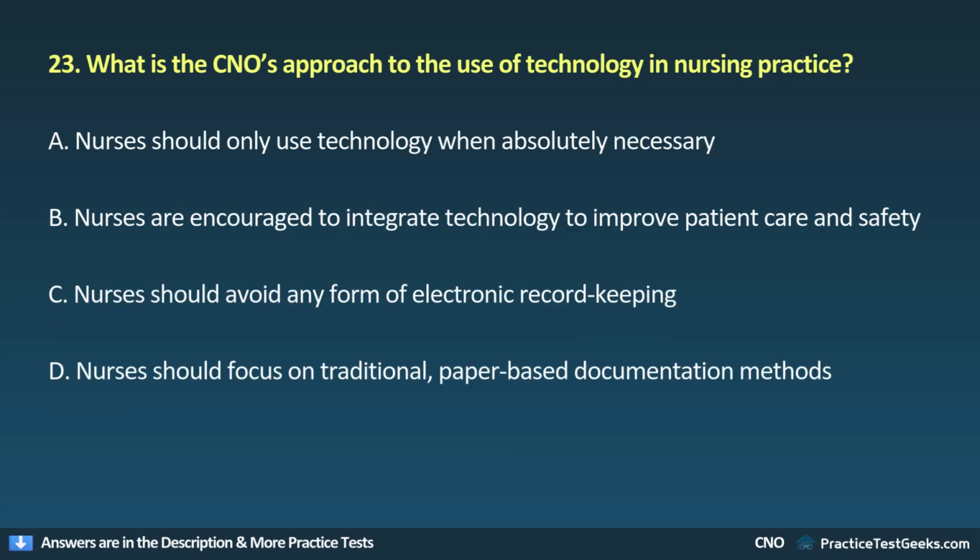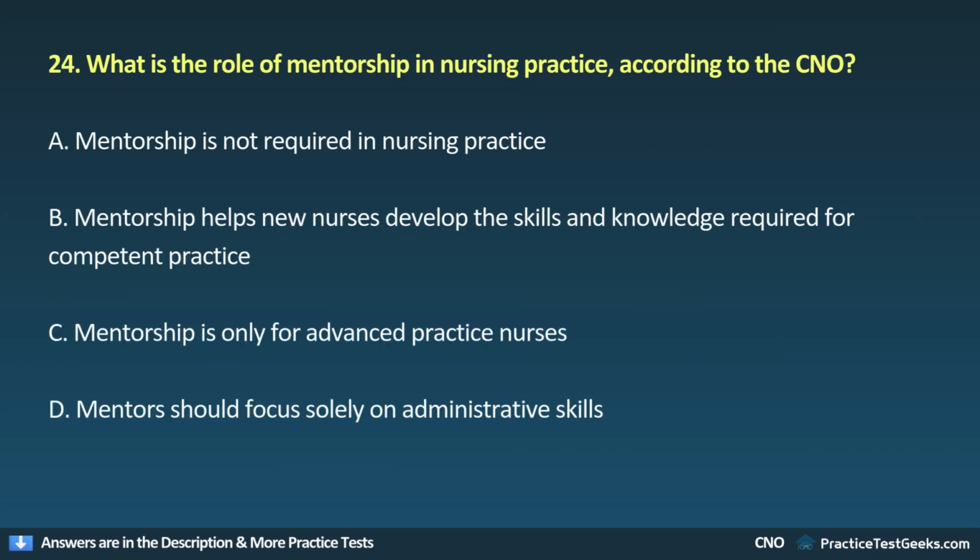23. What is the CNO's approach to the use of technology in nursing practice? A. Nurses should only use technology when absolutely necessary. B. Nurses are encouraged to integrate technology to improve patient care and safety. C. Nurses should avoid any form of electronic record keeping. D. Nurses should focus on traditional, paper-based documentation methods.